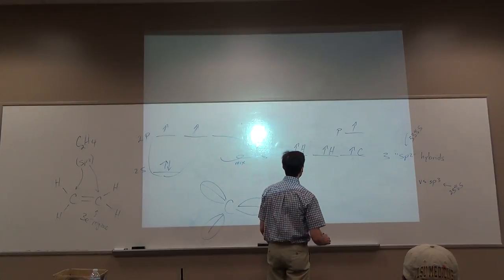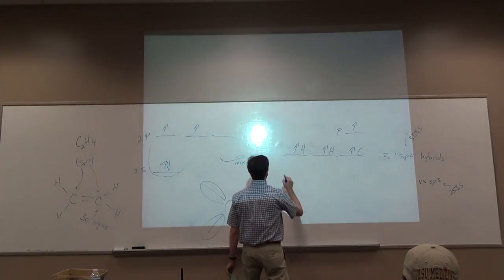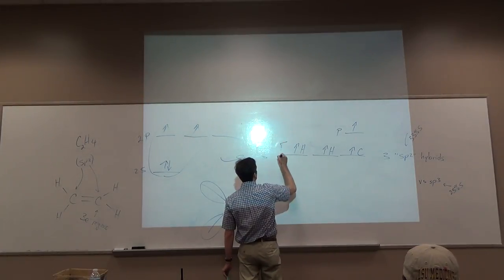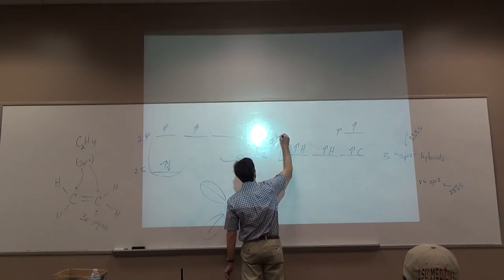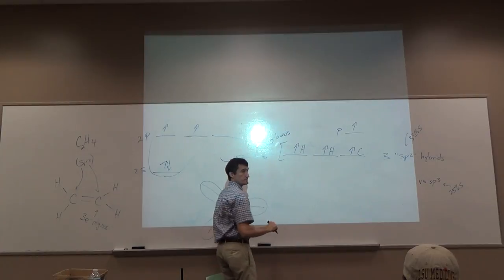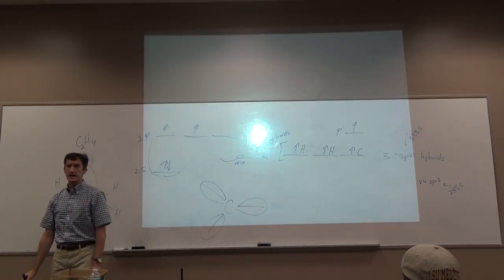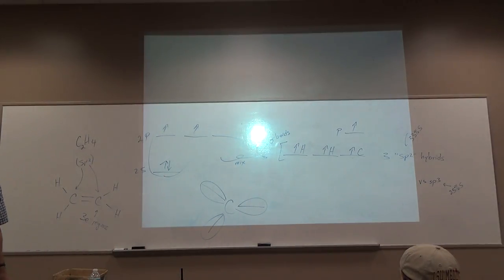So, we got this. What type of bonds are we illustrating right here? Three sigma bonds, right? We know that because sigma bonds are made using hybrids. Or the other way to say that is hybrids make sigma bonds. That's kind of just a statement.